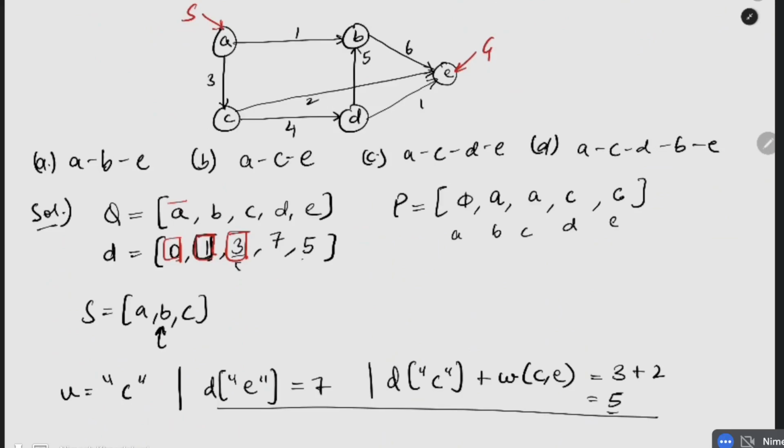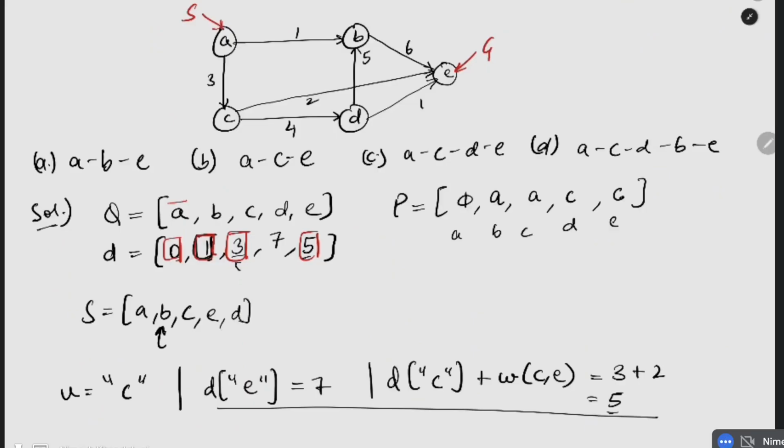Now in the next iteration, we check E, and E has no outgoing adjacent vertices, so we just mark E as visited and do nothing. And then for D.